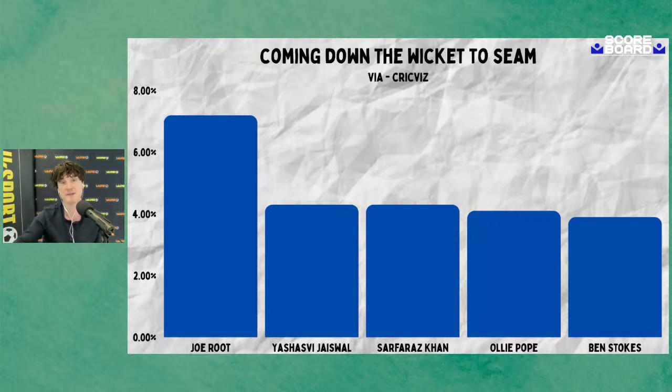After that ball, the next ball, Jaiswal came down the wicket. Next over, he plays and misses. Next ball, Jaiswal comes down the wicket. Later on, plays and misses again. Jaiswal comes down the wicket.